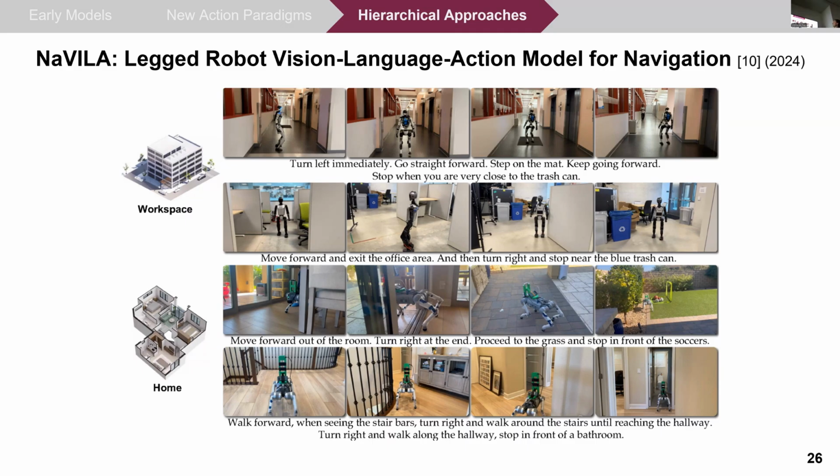If you look at this row, the humanoid robot is given the instruction, "Move forward and exit the office area, and then turn right and stop near the blue trash can." And just given that language instruction and its onboard sensing, it's able to actually just go do that and stop by the blue trash can as the user requested.